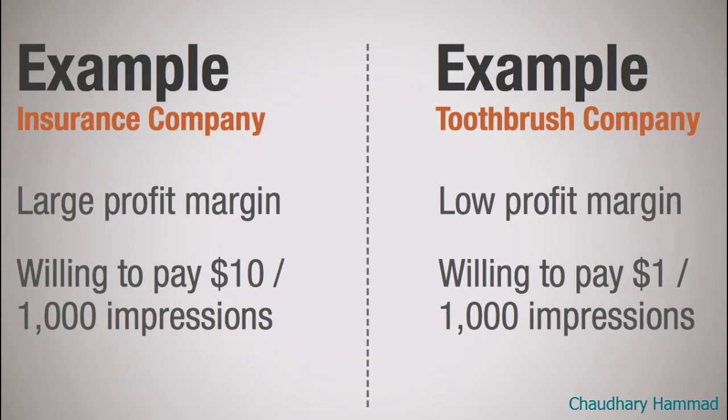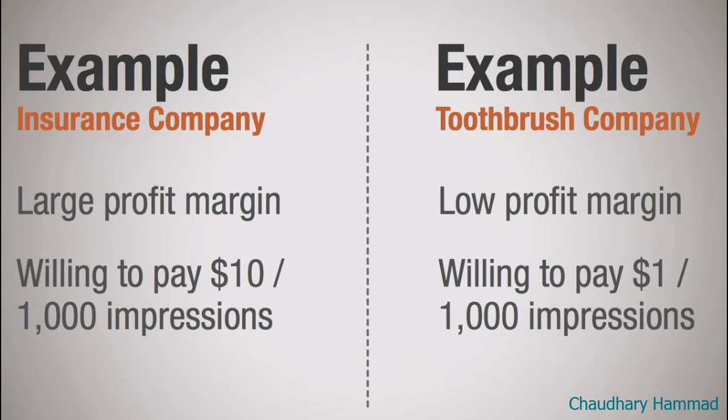Let's say that the insurance company is willing to pay $10 per 1,000 impressions. The toothbrush company is probably making a much lower profit margin and therefore cannot afford to bid as high for internet advertisements. For this example, we'll say that the toothbrush company is willing to pay $1 per 1,000 impressions.